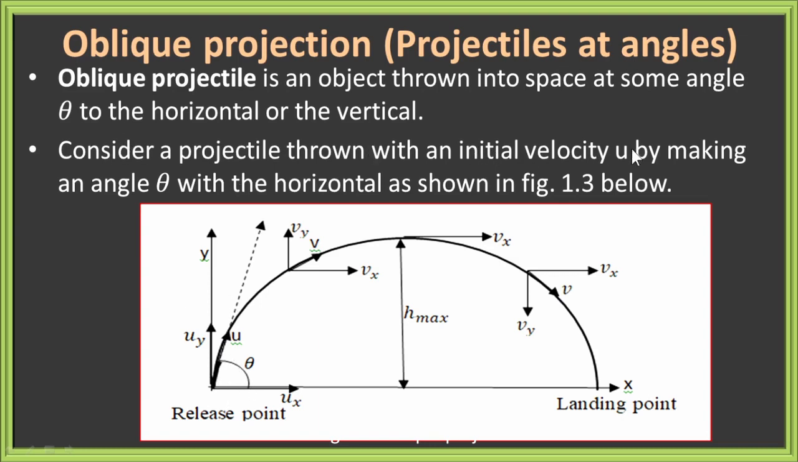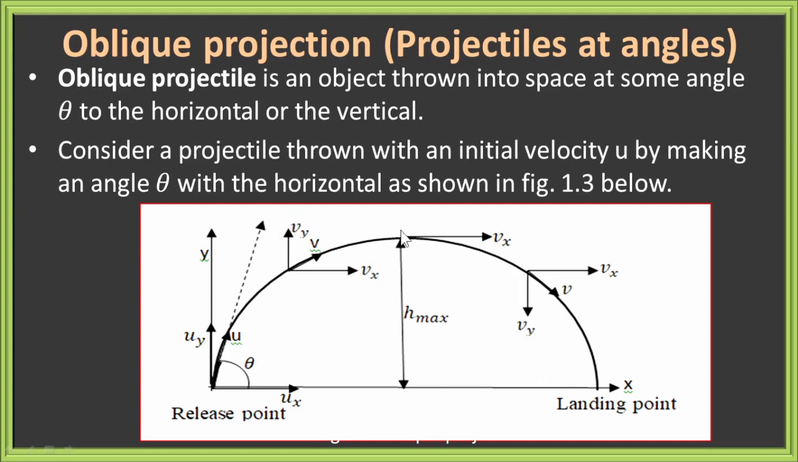Consider a projectile thrown with an initial velocity u by making an angle theta with the horizontal, as shown in the figure below. This is the release point. This initial velocity makes an angle theta with the horizontal, and hence it can be resolved into ux and uy. The initial velocity in the y direction is upward, and in the horizontal direction is to the right. The velocity of the object at any point has two components, Vy and Vx. Vx is to the right and Vy is upward.